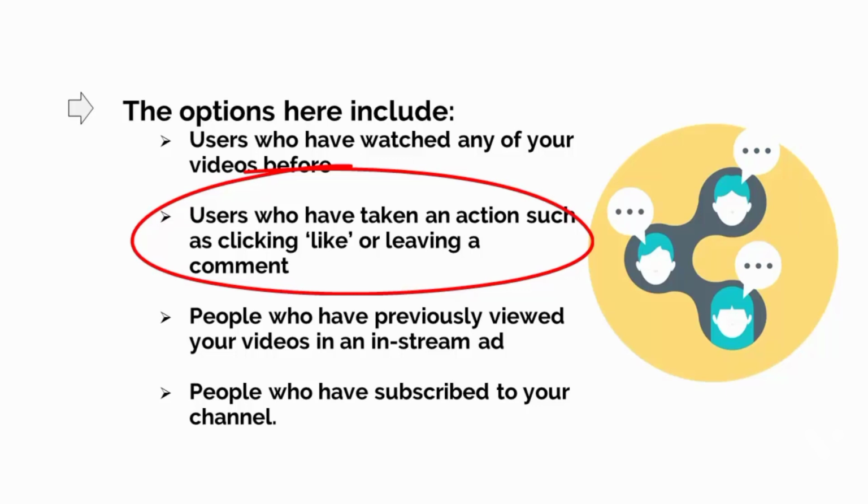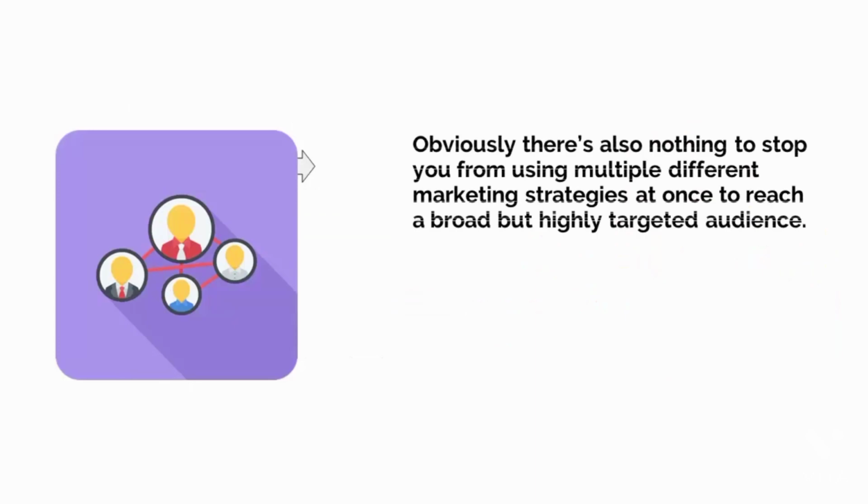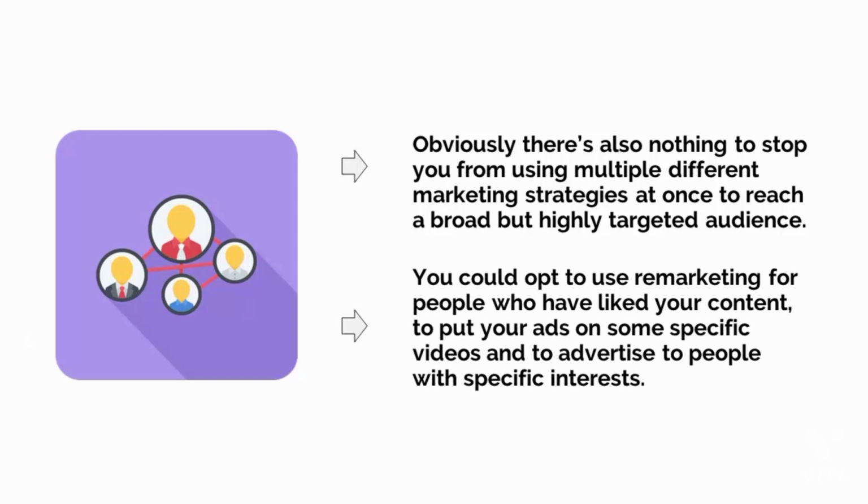It shows much more engagement and trust if someone actually interacts with your brand versus simply watching your video, which may even have been a mistake. Obviously, there's also nothing to stop you from using multiple different marketing strategies at once to reach a broad but highly targeted audience. For example, you could opt to use remarketing for people who have liked your content, to put your ads on some specific videos, and to advertise to people with specific interests.